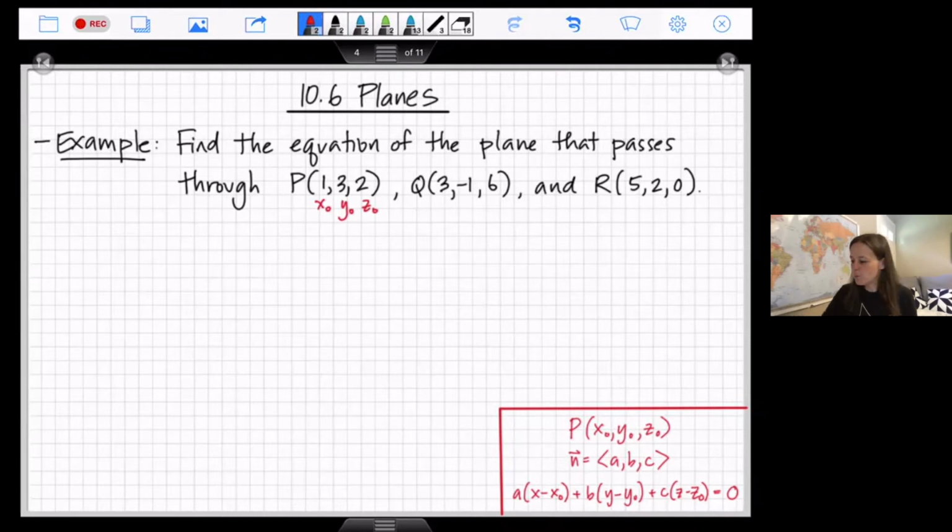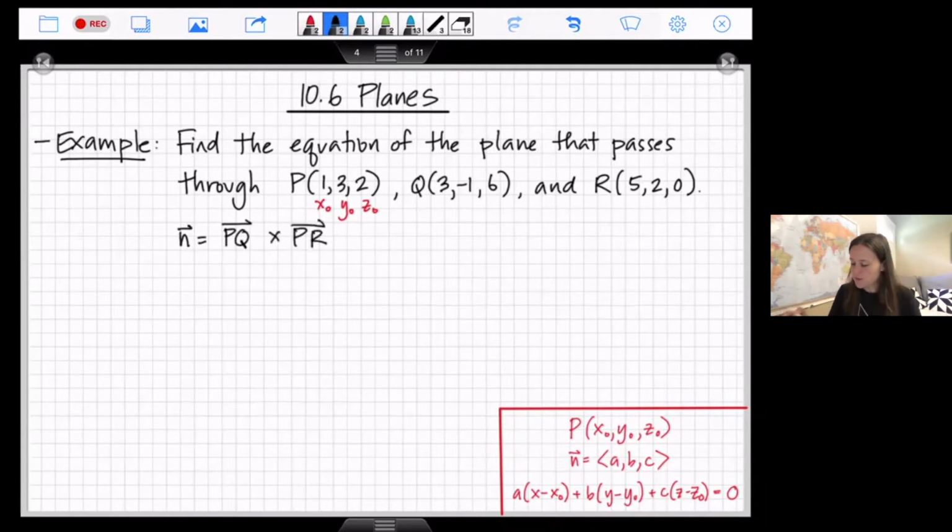All right, so our normal vector is going to be the cross product of 2 of the vectors in the plane. And I have 3 to choose from. I could do PQ, PR, and QR. Pick your favorite. All right, so I'm going to take PQ and cross it with PR.